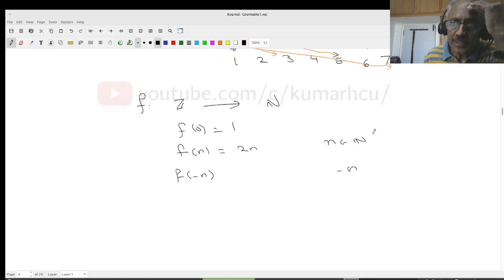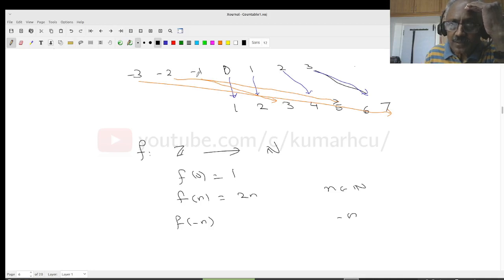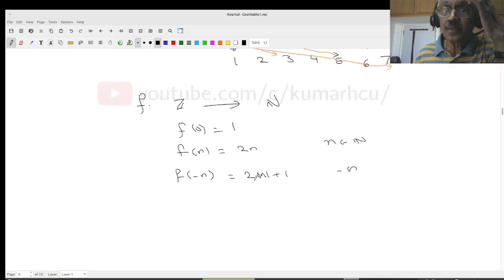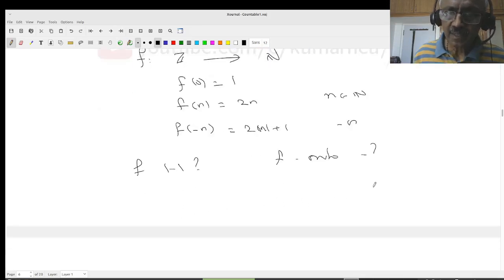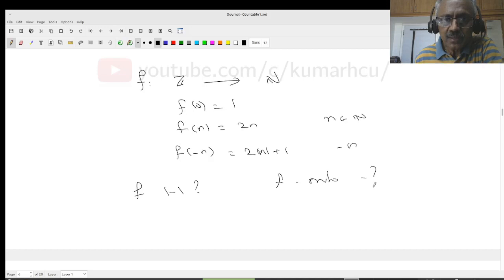Right? So what is our pattern? Take 1, take minus of that, that is 2, add 1, you get 3. Minus 2, take its absolute value 2, multiply by 2, you get 4, add 1, 5. Therefore it goes to 2 times mod n plus 1. See, now I have a map. Now is this 1-1? Is f 1-1? Is f onto? These are very easy to check, but for the first time we will do that. How do I know whether they are the same?